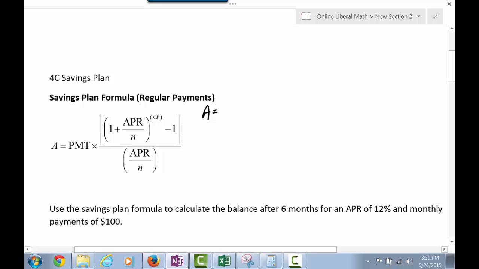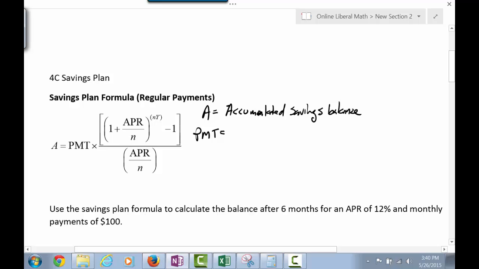So A, we refer to as our accumulated savings balance. So accumulated, which means the amount we had at a certain time. Accumulated savings balance. The amount we have in our savings account. How do you like that?